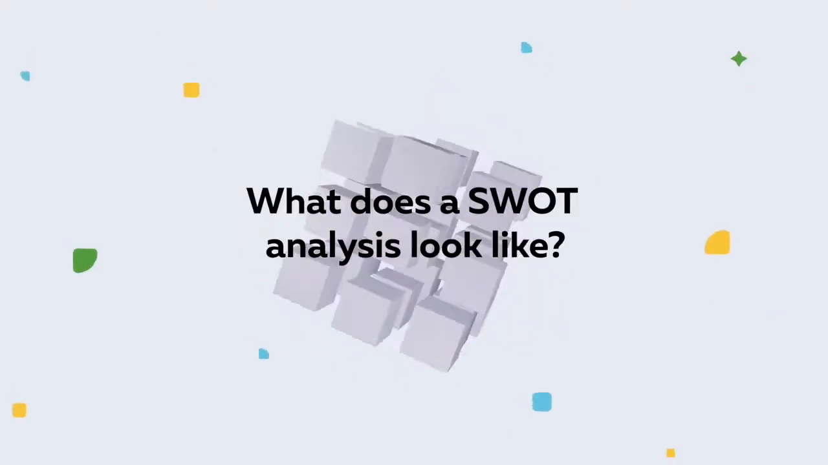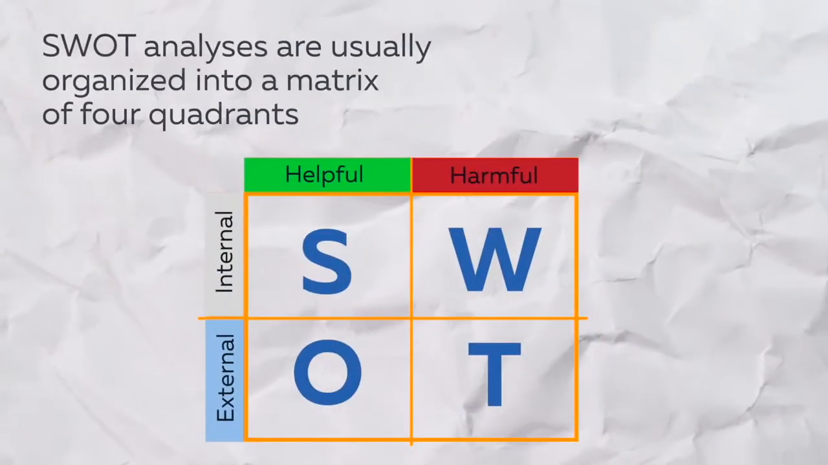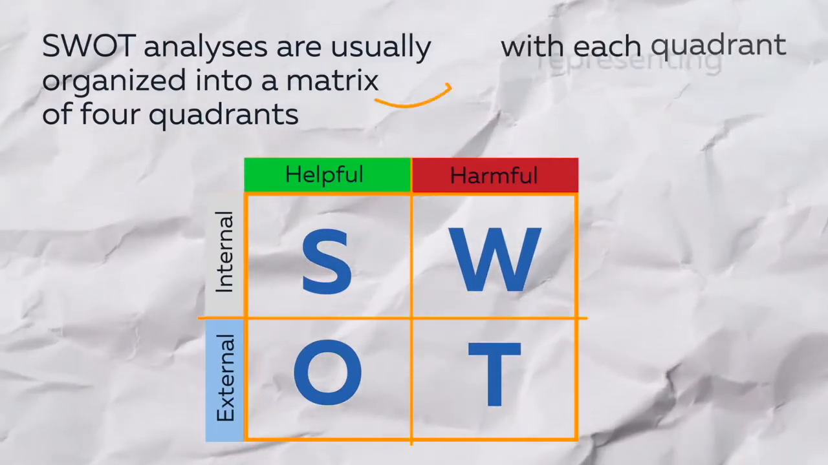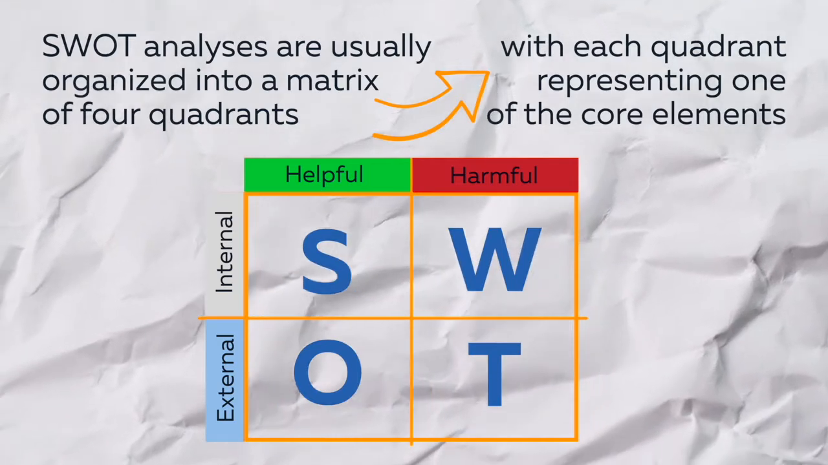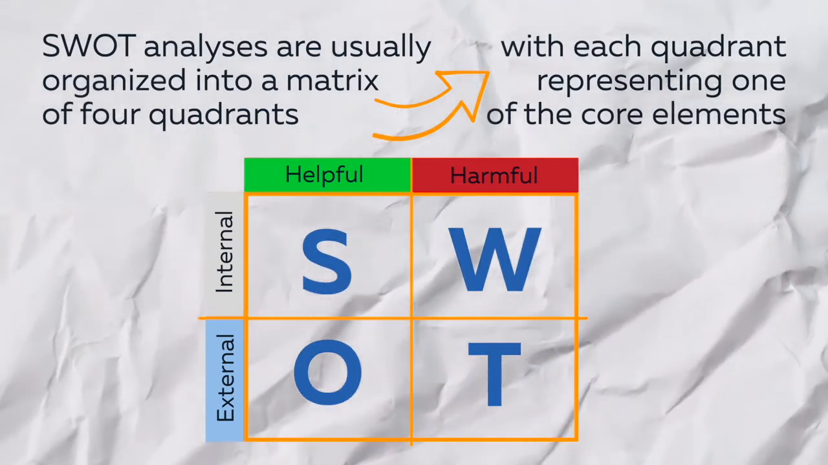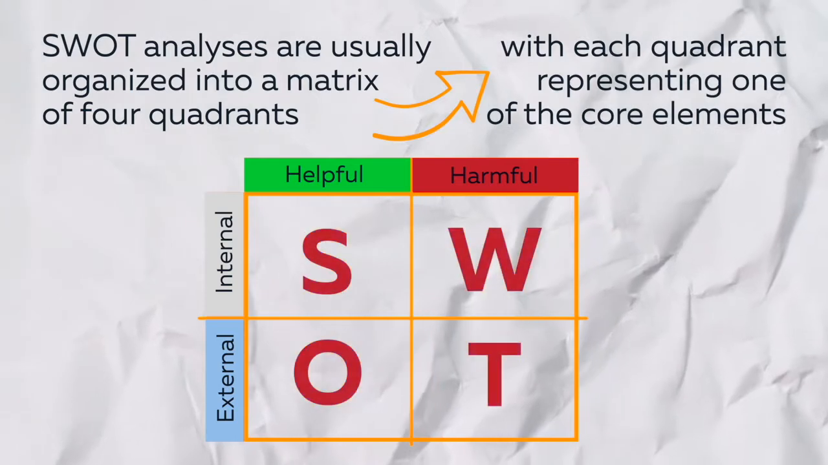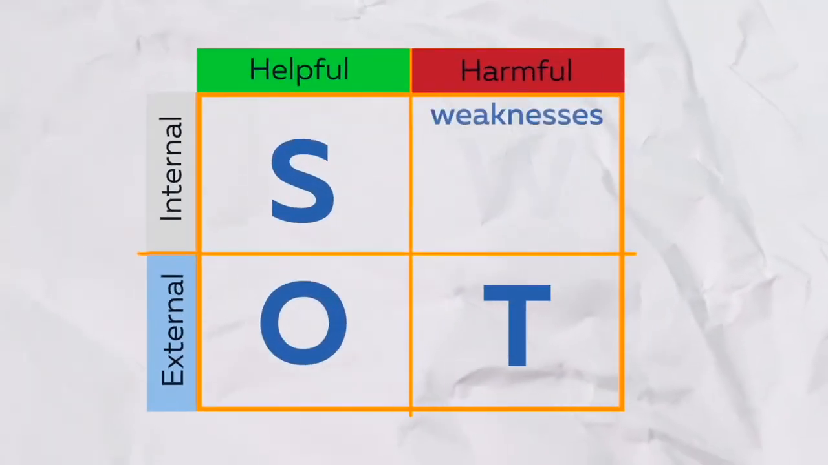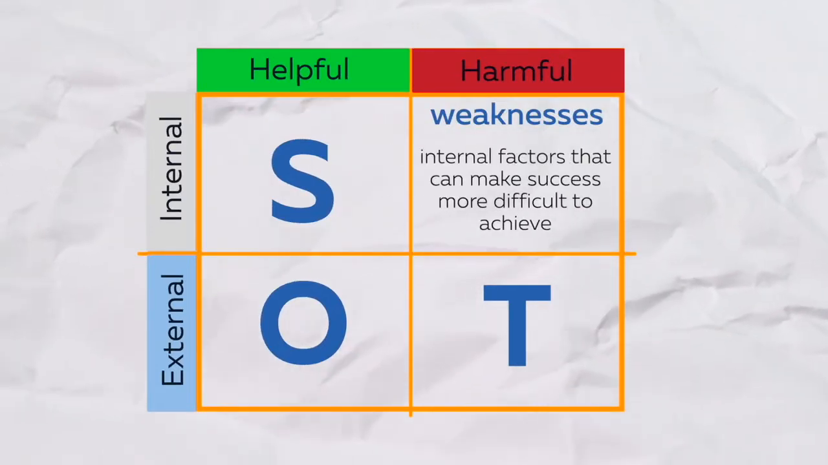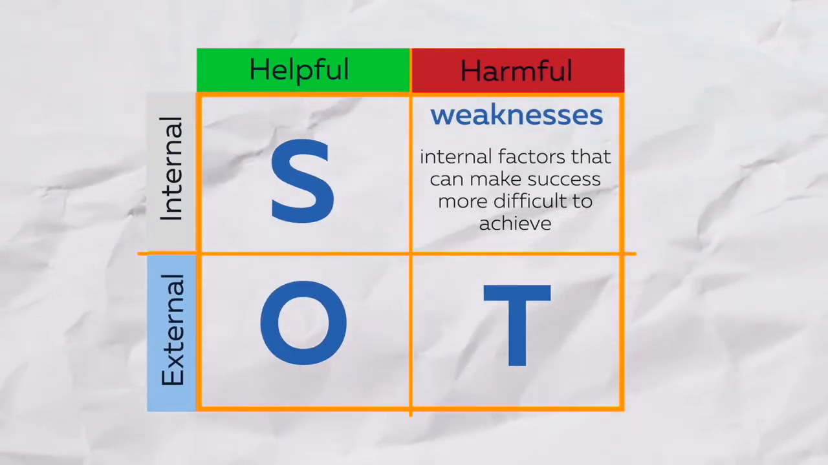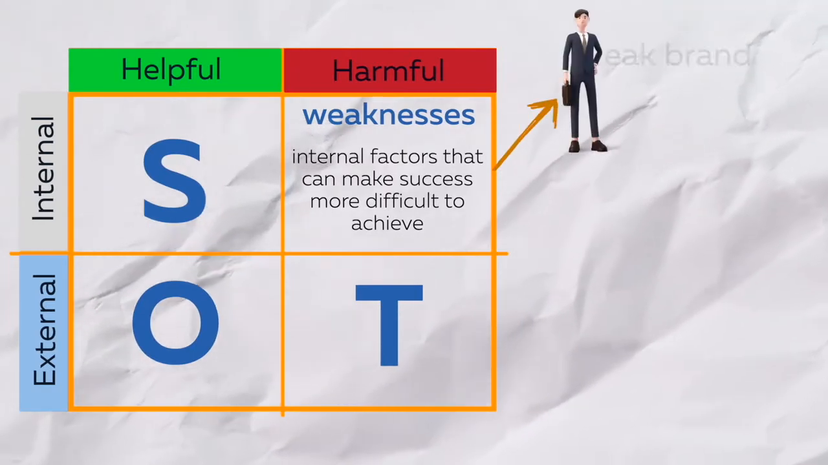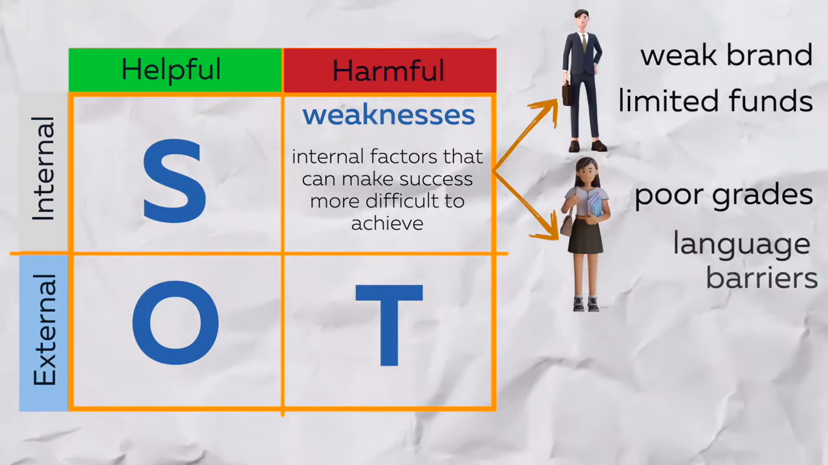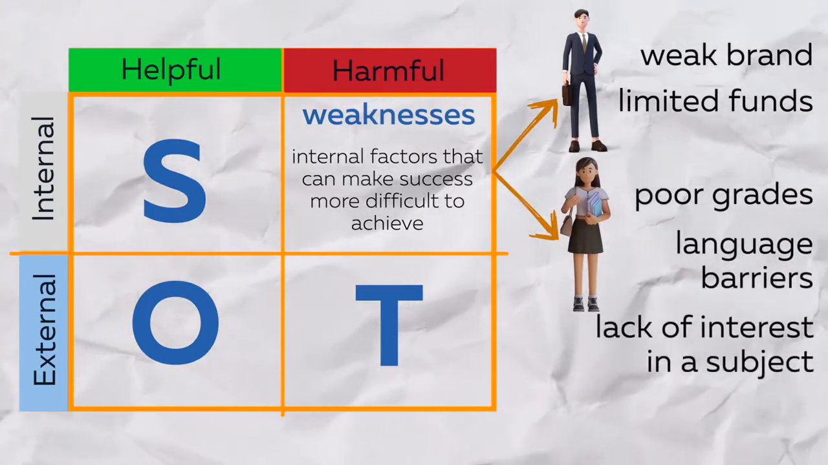What does a SWOT analysis look like? Visually, SWOT analyses are usually organized into a matrix of 4 quadrants, with each quadrant representing one of the core elements. The elements are laid out so that a person can easily see the word SWOT if reading from left to right. In Quadrant 1, this is where weaknesses are listed. These are internal factors that can make success more difficult to achieve. For businesses, this might be a weak brand or limited funds. For students, this could be poor grades, language barriers, or even a lack of interest in a subject.